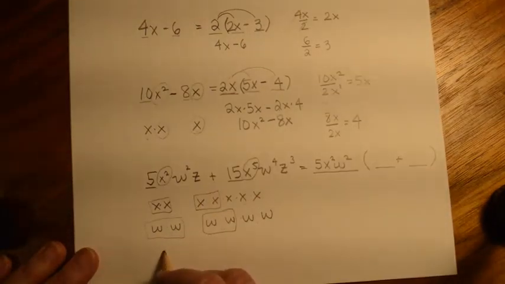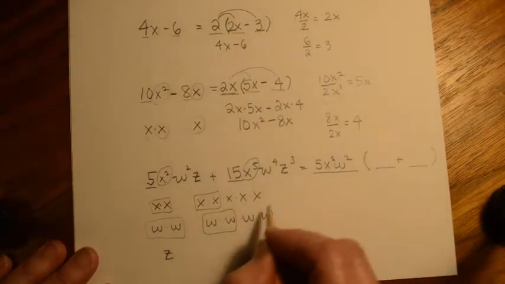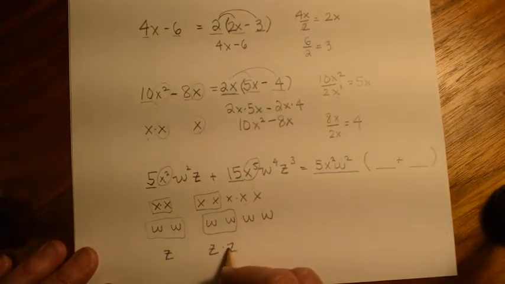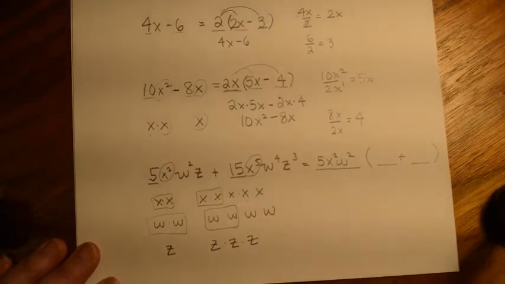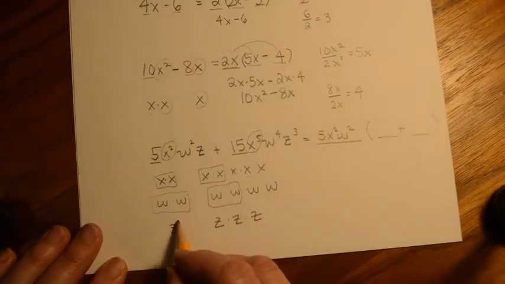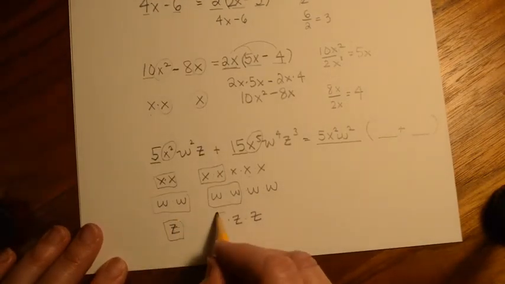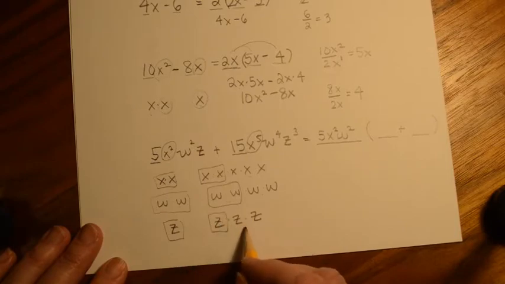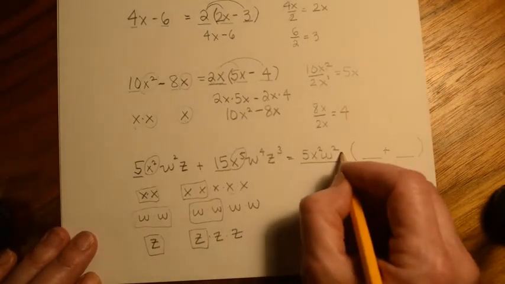And then let's do this. So this is just a plain old z, and this z cubed is z times z times z. What do they have in common? They both have a single z in common. Again, this guy has extras, but what they have in common is a z.